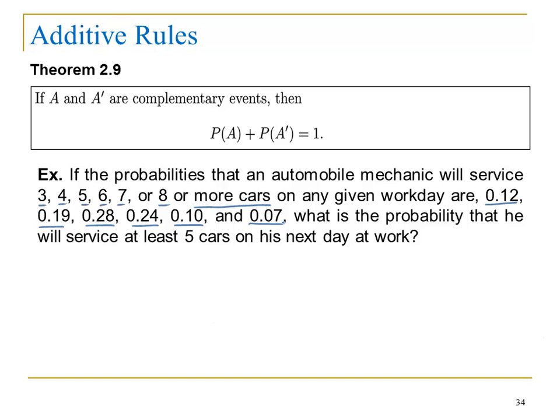So we are interested in the probability of at least 5 cars. The event that we are trying to define is those days in which you will service 5 or more cars. We can solve this in different ways, but I'm going to use the complement to show you the concept. The probability of this event is equal to 1 minus the probability of the complement.